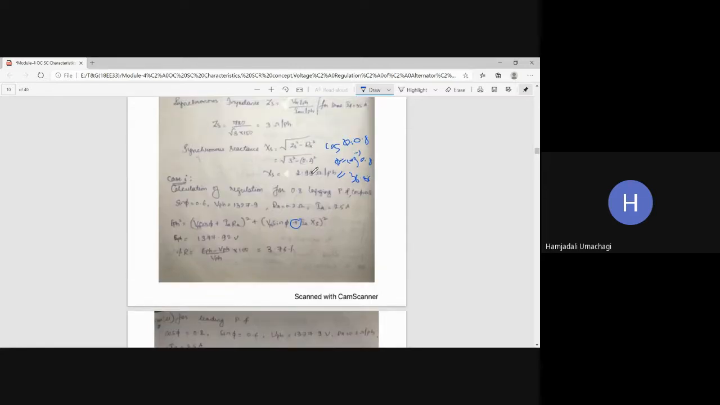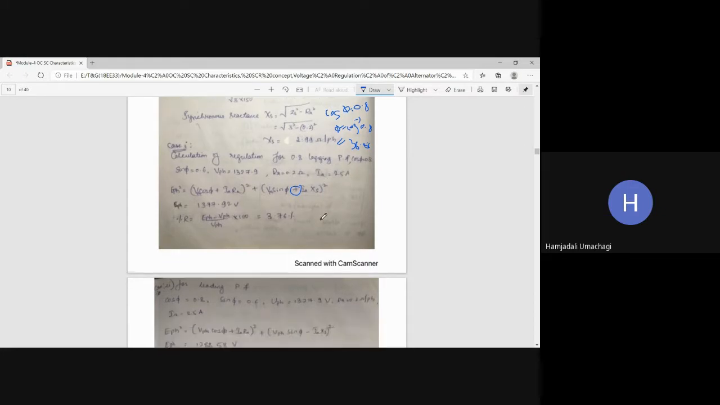Now you substitute all the values. V phase is 1327.9, cos phi is 0.8, IA is 25, RA is 0.2. Once again, V phase is 1327.9, sin phi is 0.6, plus IA is 25 and XS value we have calculated here. XS is 2.99. Substitute all the values and tell me the answer for EPH.